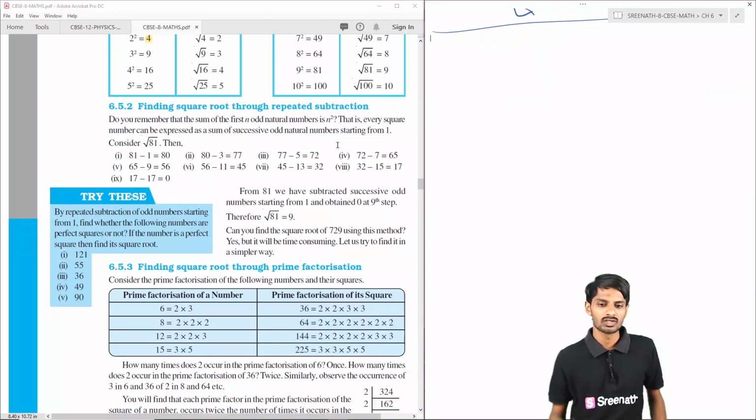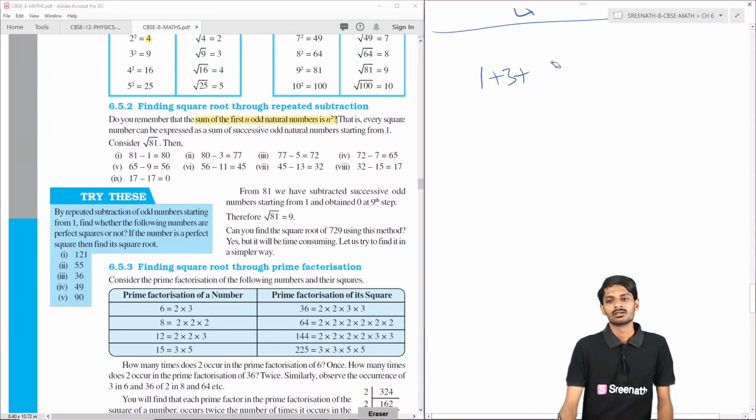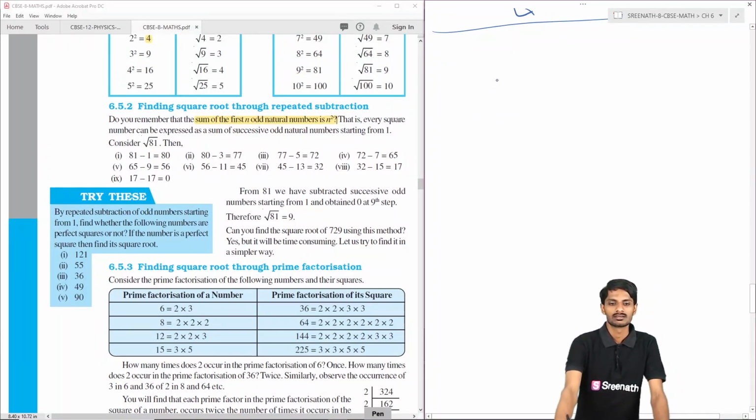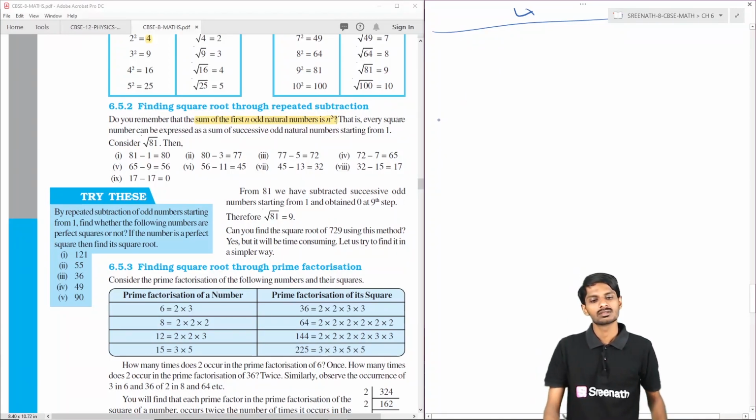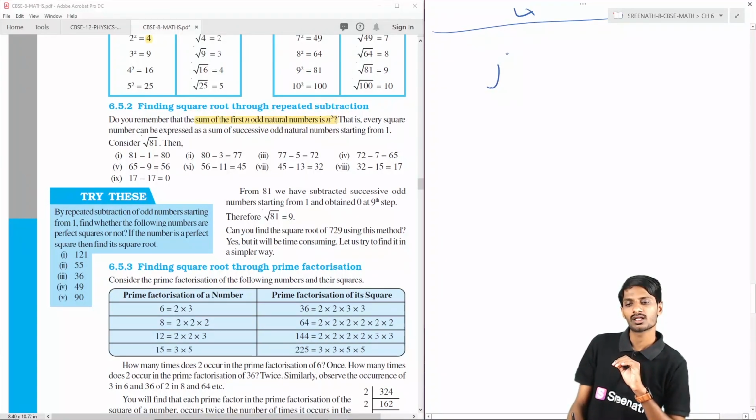Here we will find the square root through the subtraction method, students. What you have learned in the previous things: the sum of the first n odd natural numbers is n square. If you add 1 plus 3 plus 5 and so on, up to n terms, you will get n square. So from that, here we have to find the root for 81.